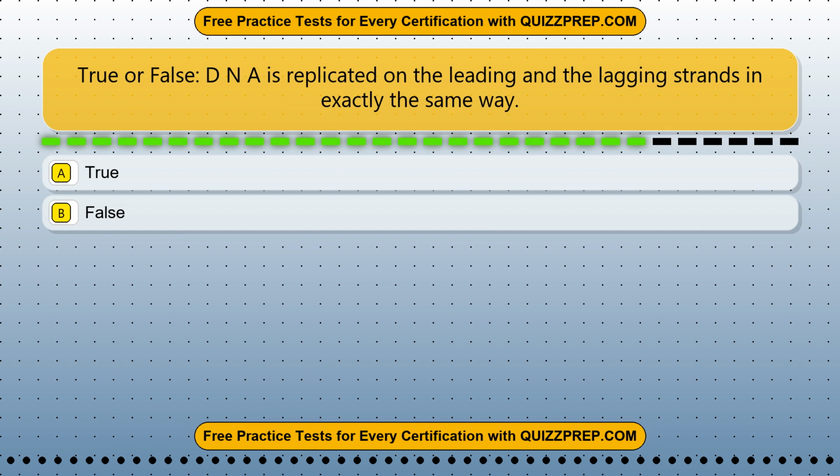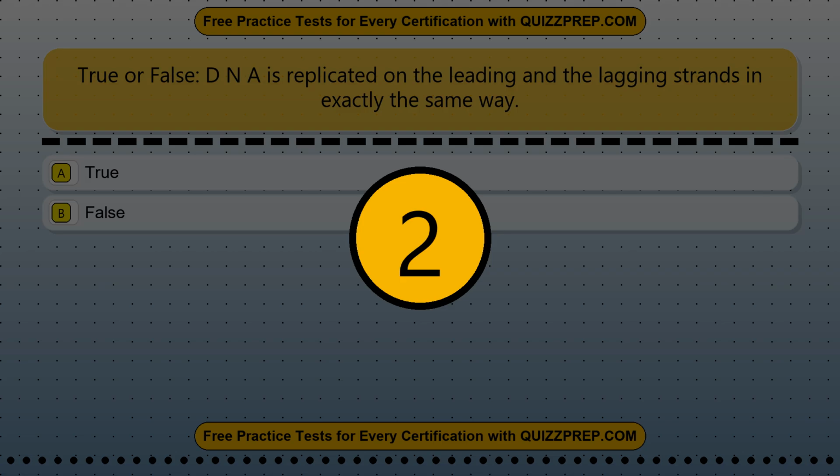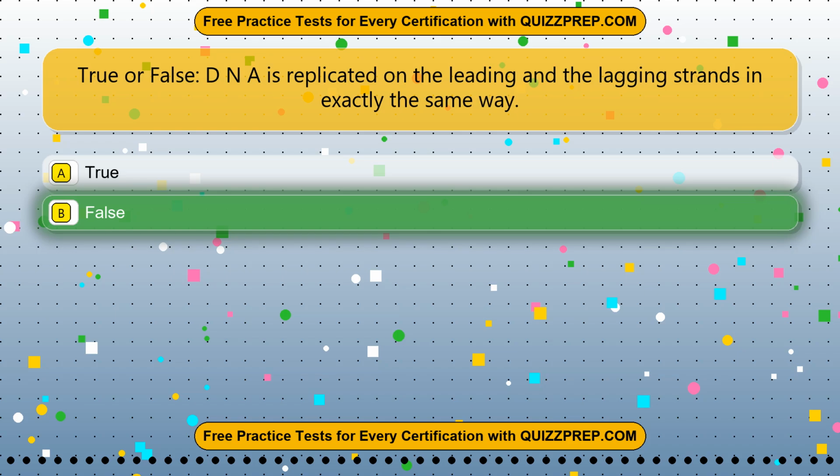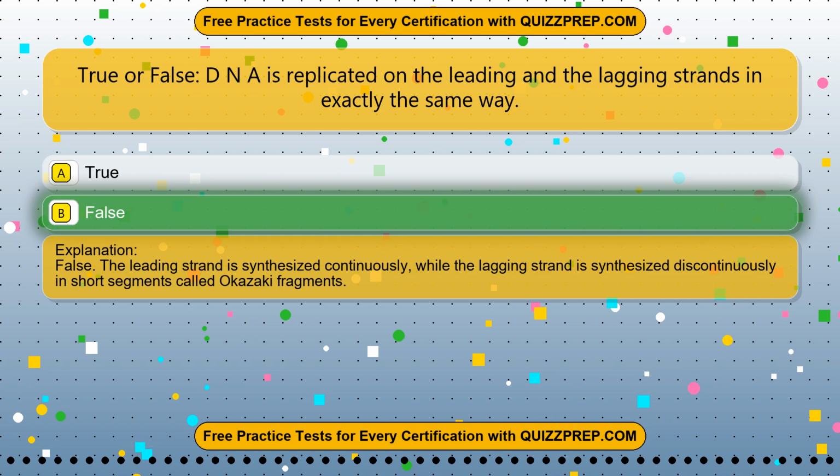Question 49. True or false, DNA is replicated on the leading and the lagging strands in exactly the same way? Option A, true. Option B, false. The correct answer is option B, false. The leading strand is synthesized continuously, while the lagging strand is synthesized discontinuously in short segments called Okazaki fragments.